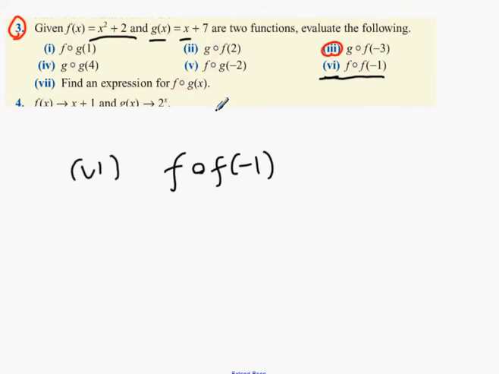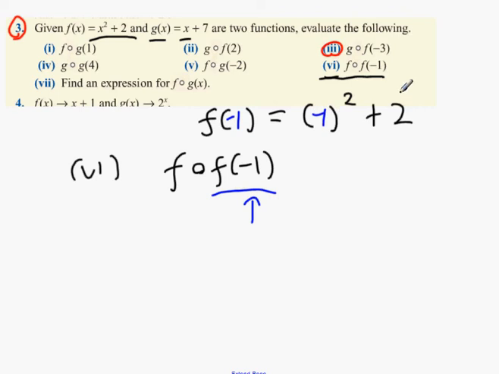So you use f of x. f of x is whatever it is, square it, and then add on 2. So what is it for our question? Minus 1. So minus 1 squared, add on 2, gets you? Minus 1 squared, anybody? 1 plus 2, 3. So your question now becomes f of 3.